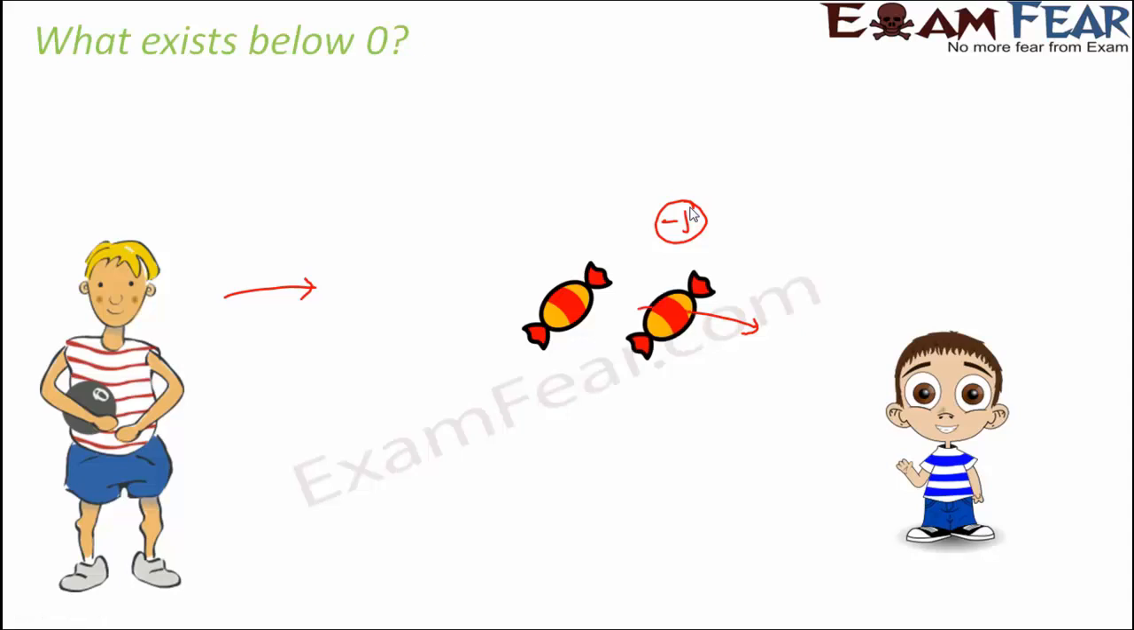Now, if he borrows 1 more chocolate from his brother, that means now he has -2 chocolates, because he has 2 chocolates. But why this negative sign? Because these 2 chocolates are not his own. It is being taken from someone whom he needs to return. So basically these 2 chocolates don't really belong to the kid. They belong to somebody else from whom he has borrowed. So what did we observe? We saw that below 0 exist the negative numbers.